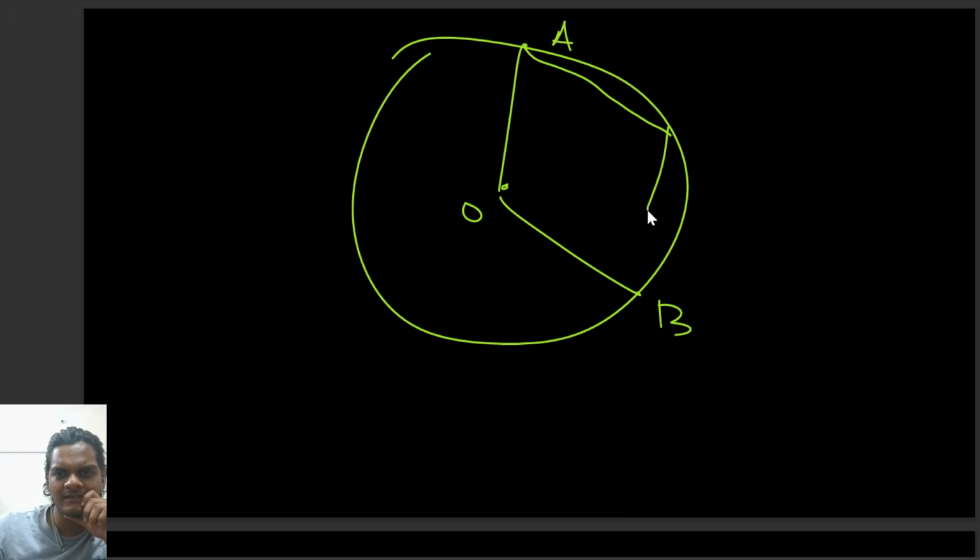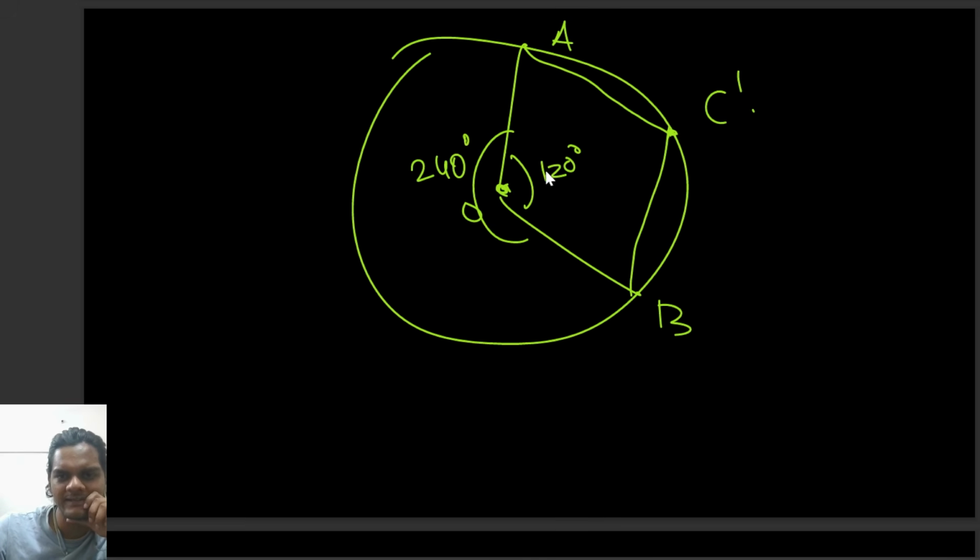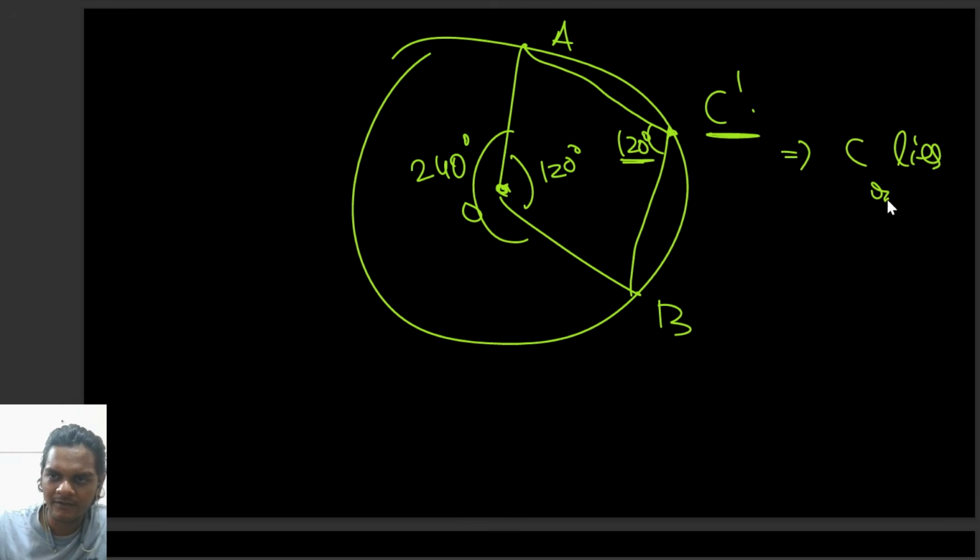Let's just draw something like this, C or C dash, right? If you see that this is 120 degrees, this is 240 degrees, and hence the subtended angle will be 120 degrees. So whichever point C or C dash or whatever you take, if it is making 120 degrees, that means it has to lie on this arc. And that will imply that C lies on S.